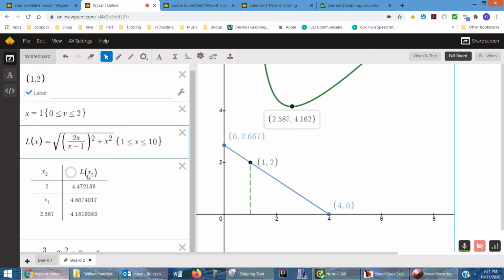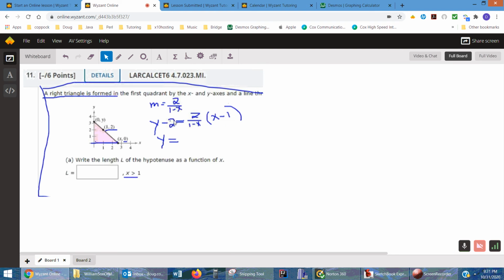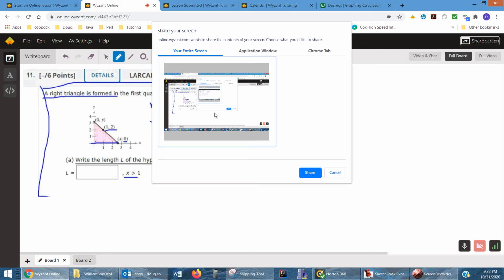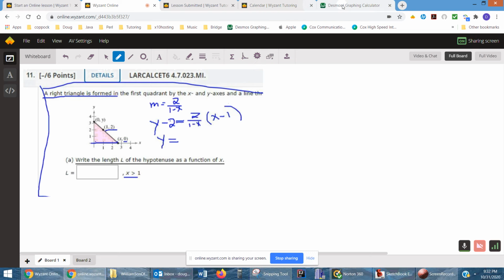Okay, here we are with this problem, where we've got a right triangle that passes through the point (1, 2) and intercepts with vertices on the y and the x-axis. And we're supposed to write the length of the hypotenuse as a function of x. Now I'm going to take this to Desmos first, just so you can see what's happening here.